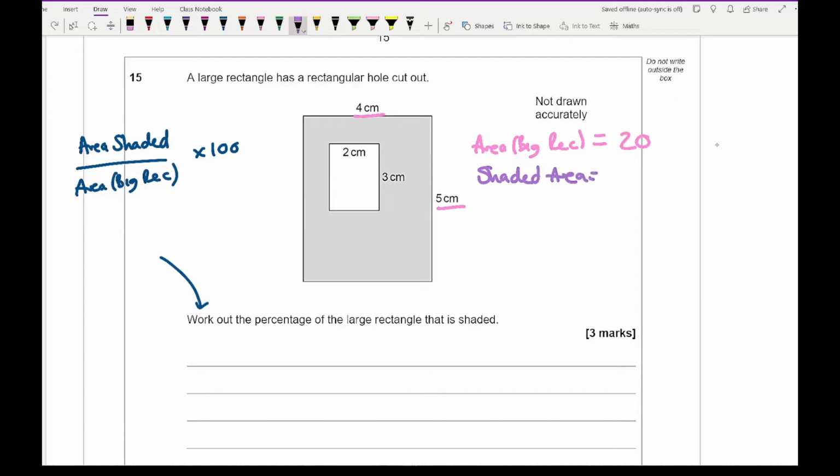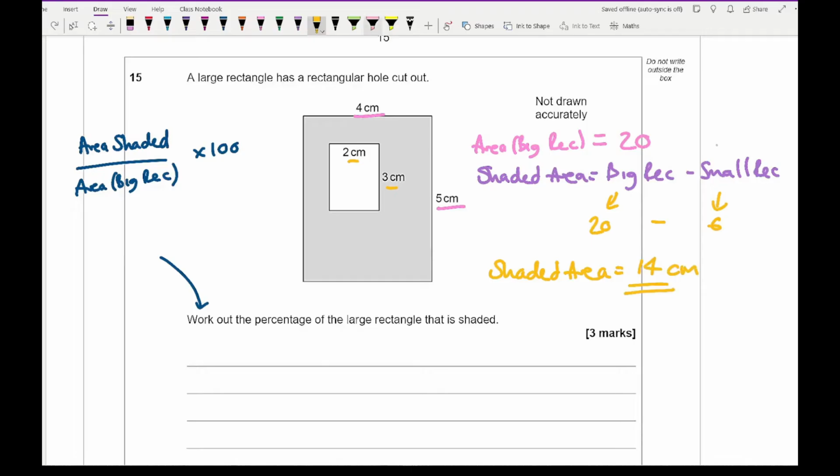And then the shaded area is the big rectangle minus the small rectangle, and we're talking about area there. So the area of the big rectangle we've already worked out as 20. The area of the small rectangle is 2 times 3, which is 6. So the shaded area is going to equal 20 take away 6, which is 14.